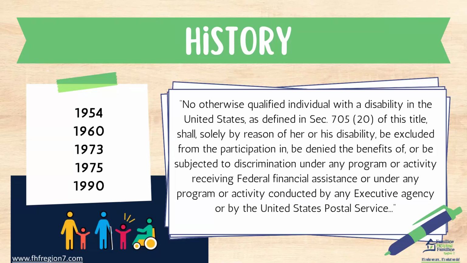In 1973, the Rehabilitation Act was signed into law by President Richard Nixon on September 26, 1973. This was the first federal law in the United States to address civil rights for people with disabilities. Section 504 of this act prohibits discrimination against people with disabilities in any federal funded or conducted program or activity.